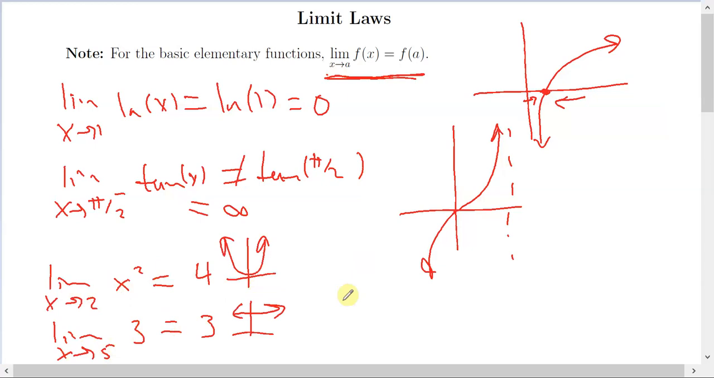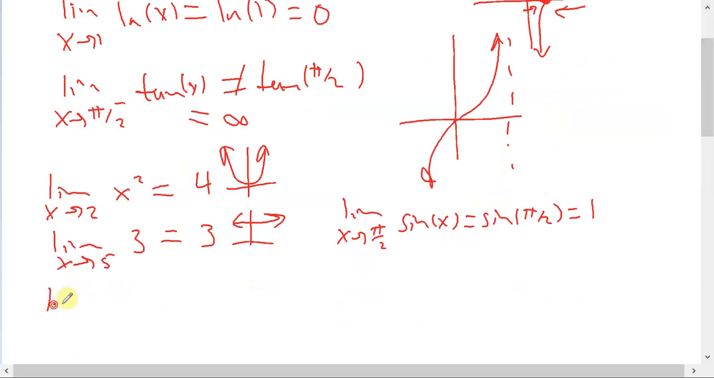Works for trig functions, limit as x goes to pi over 2. For sine, that one makes sense. That's sine of pi over 2. And you may recall that that's 1. You can do it for inverse trig functions and exponentials. So let's take the limit as x goes to 0 of e to the x. Well, that's going to be e to the 0, which is defined, and that's 1.